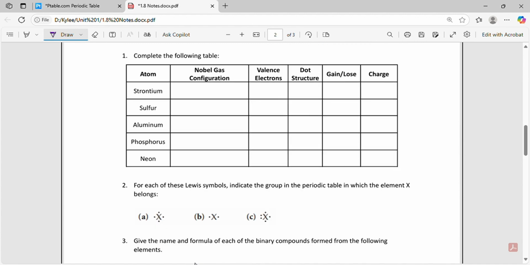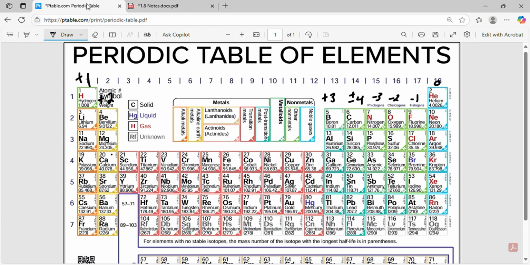All right, so next they want us to complete the following table. And all they're asking for here is a noble gas configuration, how many valence electrons there are, the dot structure, gain or lose, and what charge it would make. Let's start first with strontium. Strontium is number 38. I'm going to put a little box around it.